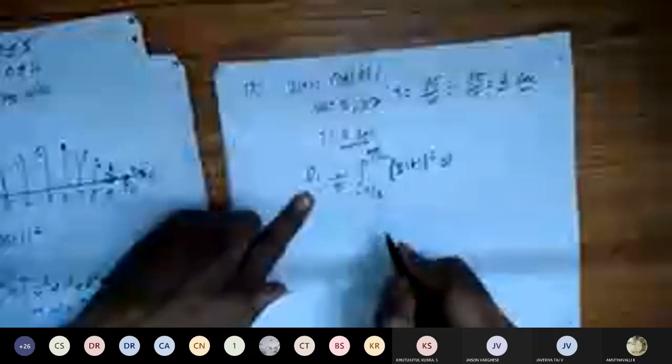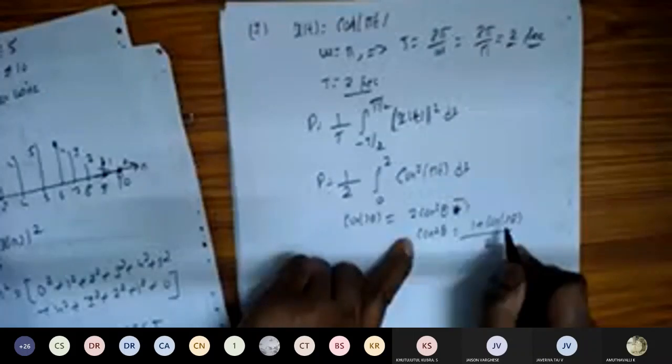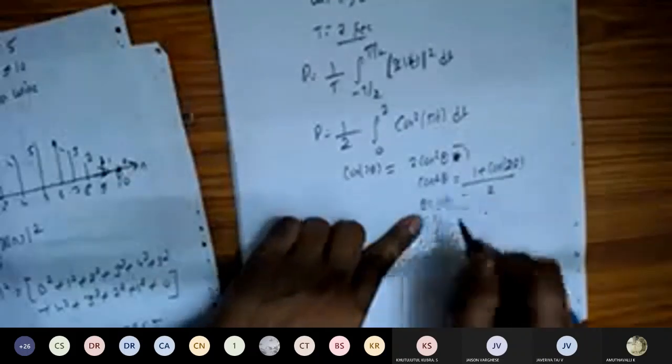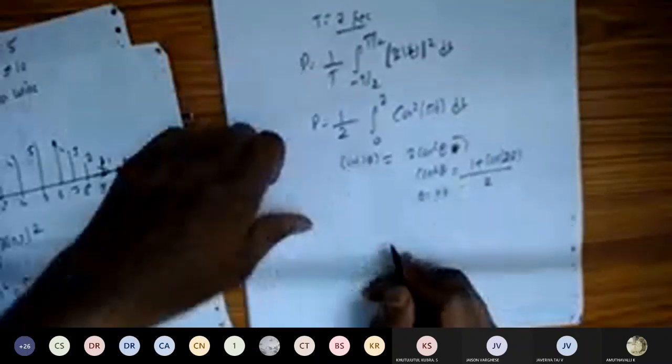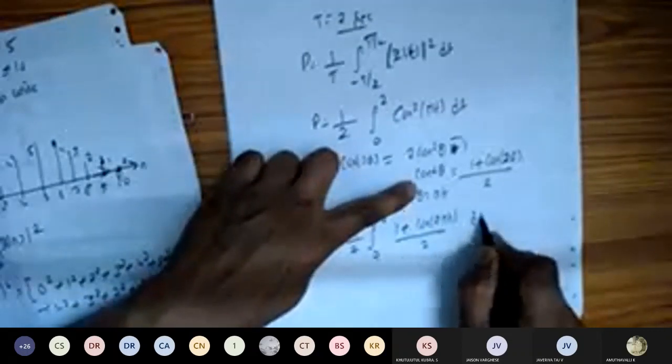Since cos square is there, we need to convert it in terms of cos 2 theta. You know that cos 2 theta is equal to 2 cos square theta minus 1, so cos square theta is equal to 1 plus cos 2 theta divided by 2. In place of theta we have pi t. So P is equal to 1 by 2 times the integral from 0 to 2 of 1 plus cos 2 pi t, divided by 2, into dt.